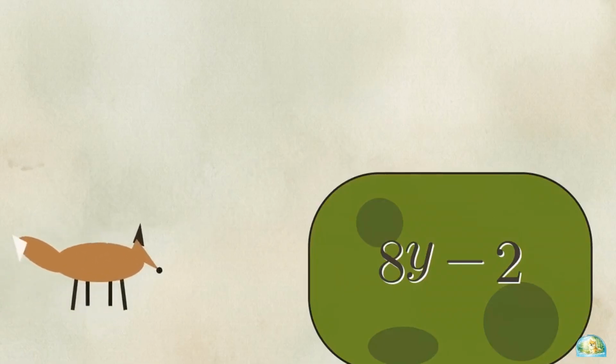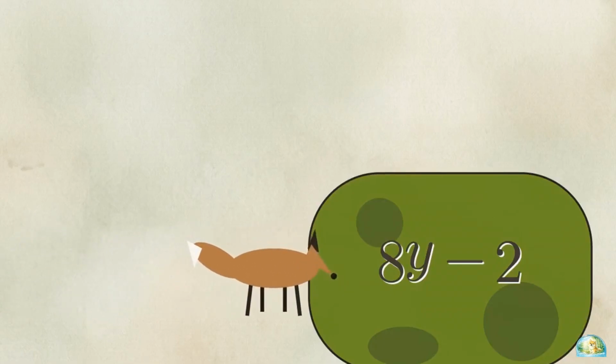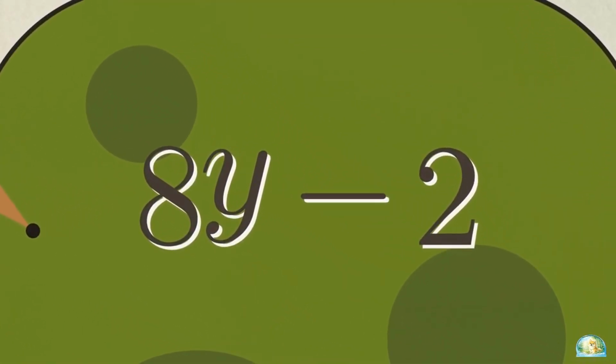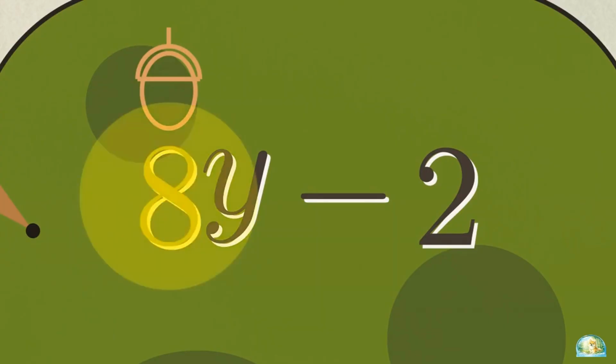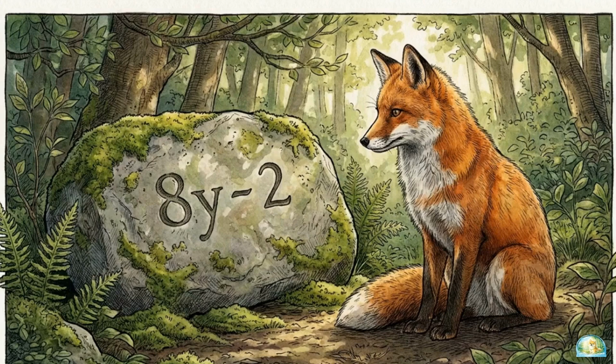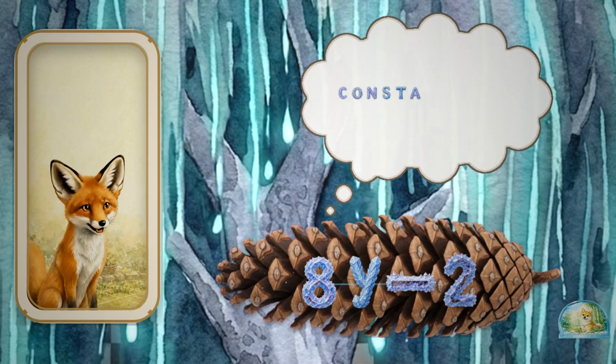Further down the trail, the path introduces subtraction. Carved into this mossy stone is the expression 8y minus 2. The coefficient is the number that multiplies the variable. In the term 8y, the variable y is multiplied by 8, so the coefficient is 8. Notice that the minus sign stays with the 2, making the constant value -2. This identifies the specific rate of the variable and the value of the constant. -2 is the constant term.